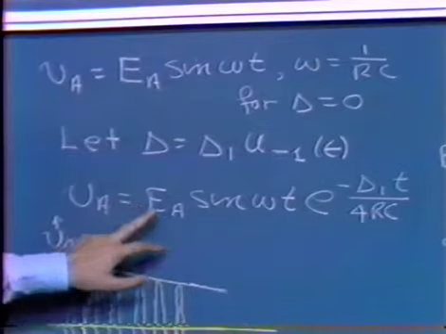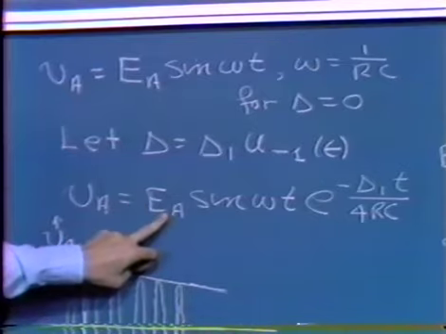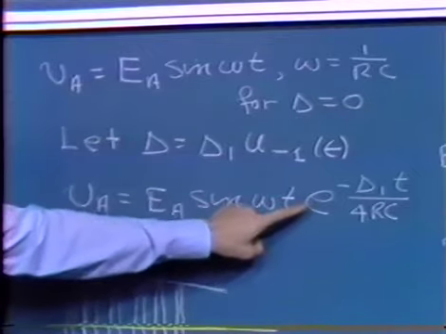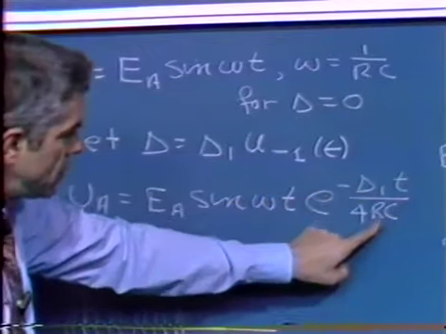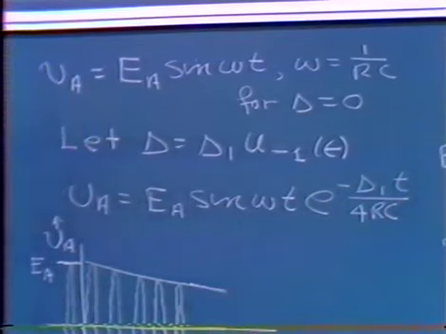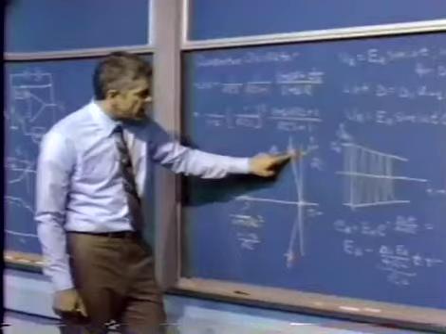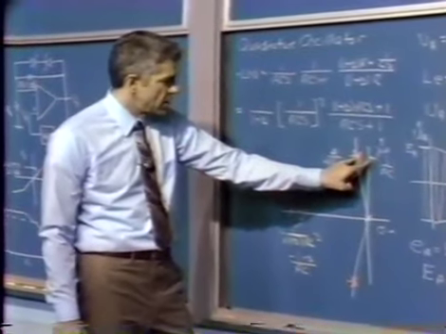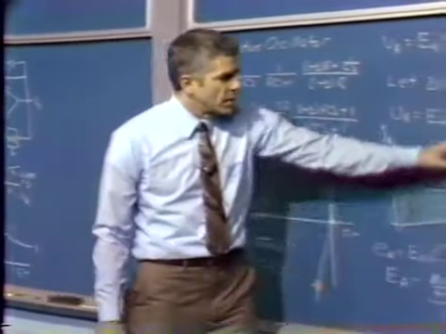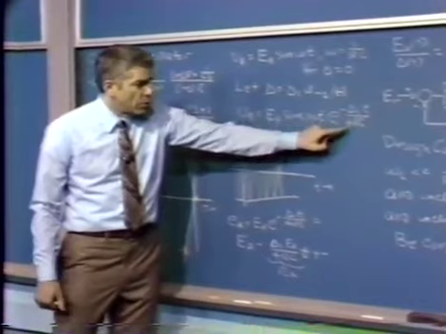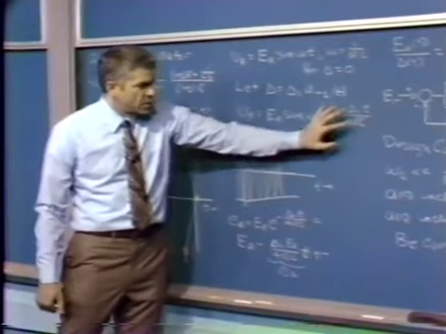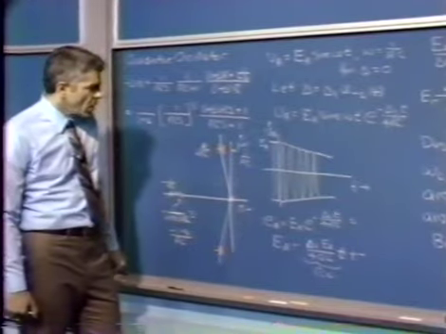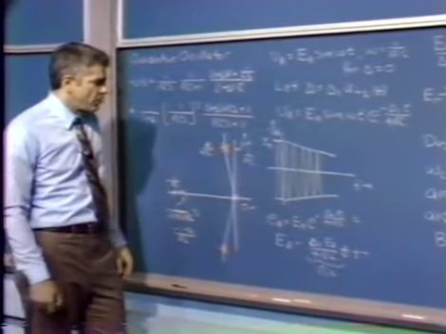Our signal V sub A is then, again, E sub A, that was the value it had initially, times sine omega t, times e to the minus delta 1 t over 4 RC, reflecting the fact that the poles have a real part that's minus delta over 4 RC. So we get the minus delta 1 over 4 RC times t as the exponent. And we can look at this. We can look at the actual envelope.